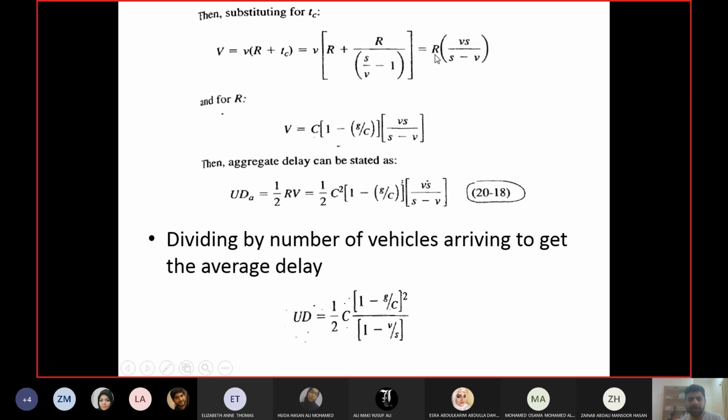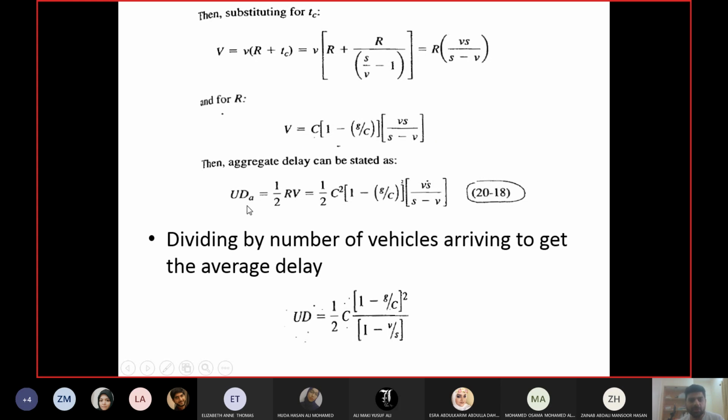Now in this equation we have R, and R is equal to this. Remember, proportion of effective green, 1 minus proportion of effective green will give you the remaining proportion of cycle length, multiplied by cycle length will give you R. So instead of R, I will use the equation of R. So this is the expanded equation for number of vehicles in the queue.